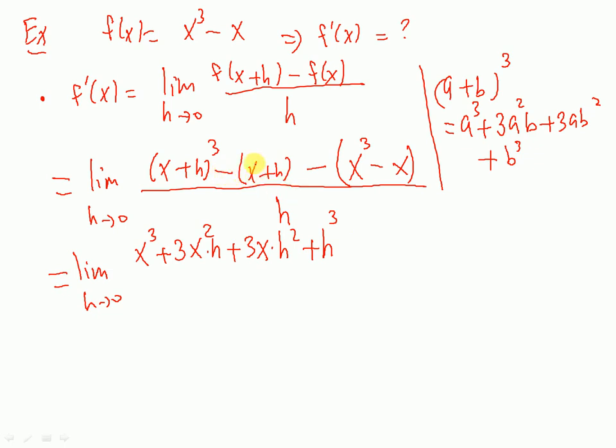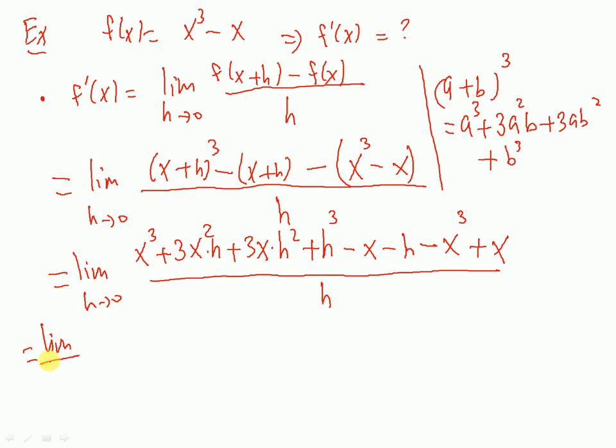Minus, so expand this parentheses out, so minus x and then minus h. The same thing here, bring the negative inside, so minus x cubed, and minus and minus become plus x, over h. Again, rewrite the limit as h goes to 0. Now let's try to simplify this expression. So plus x minus x is gone.